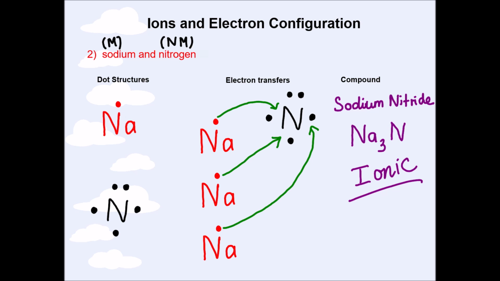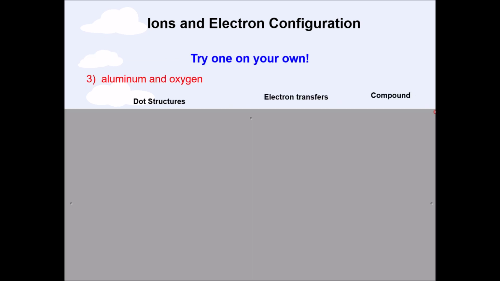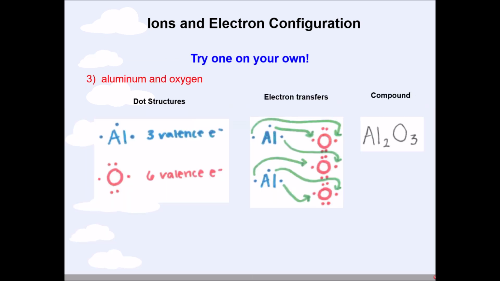The final compound that comes from this interaction is called sodium nitride. The formula is Na3N, and this is an ionic compound because the atoms involved have given or received electrons in order to form bonds. Now go ahead and try one on your own. Welcome back. Hopefully you were able to figure this out.